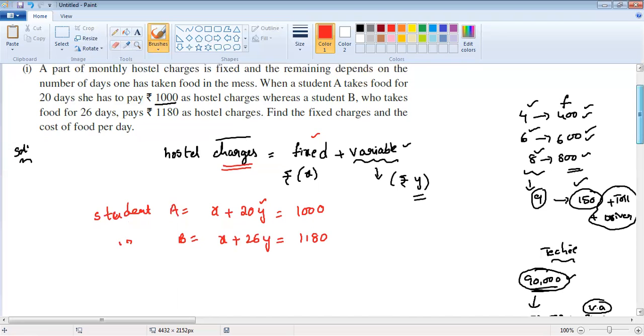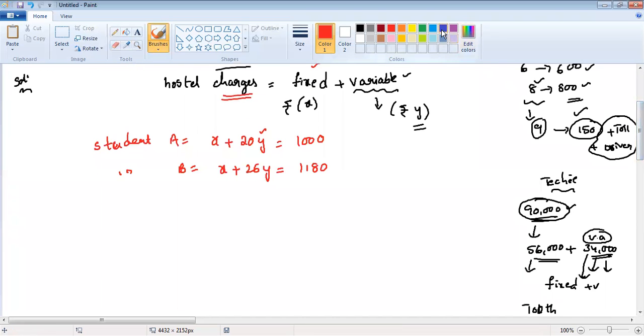We can do the substitution method, or the cross multiplication method, no issue. I'm taking the elimination method. I'm going to subtract both equations. When I subtract, the symbols change. Then x gets cancelled. Minus 6y is equal to minus 180.